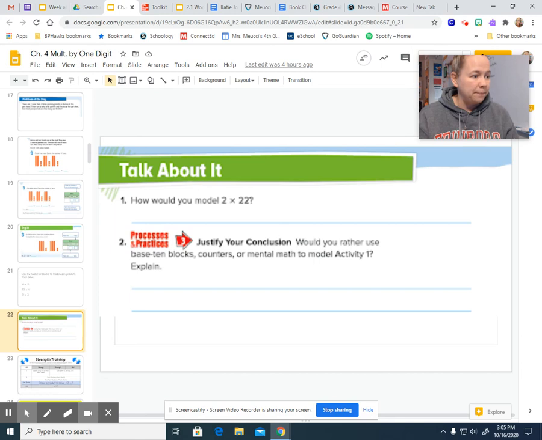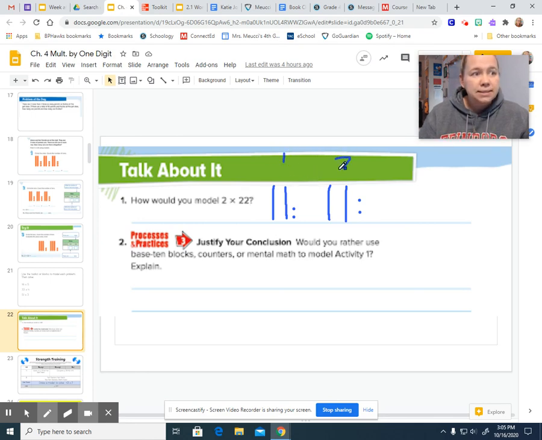And this is how you do that. So I'm going to find my mouse. There it is. And I'm going to draw. How would you model 2 times 22? Well, here's 10, 20, 1, 2. 10, 20, 1, 2. So there is how you model 2 times 22. Do you see how there are 2 sets? 2 sets of 22.